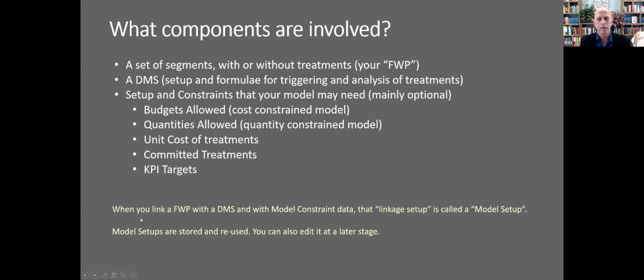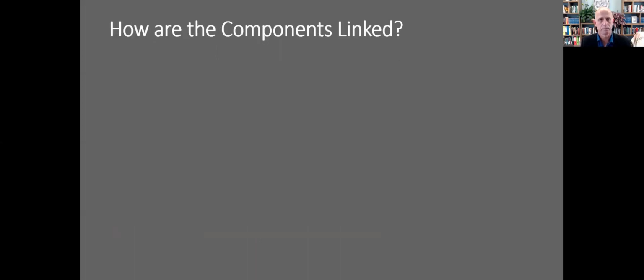When you're linking a ForwardWorks program with a DMS and with model constraint data, that linkage, that setup of combining these three components together is what we call in JunoViewer a model setup. So don't confuse a model setup with a deterioration model setup or a DMS. Those terms are closely aligned, but they're not the same thing. A model setup is stored and then can be reused over and over. And you can also edit your model setup at a later stage.